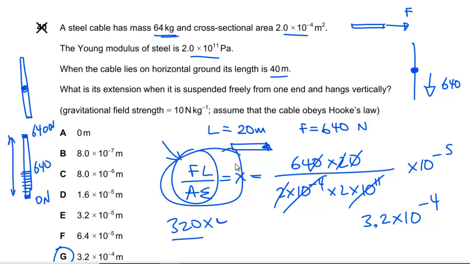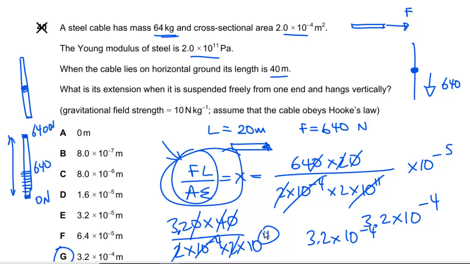So we do 320 times 40 over 2 times 10 to the minus 4 times 2 times 10 to the 11. So those cancel with that 4. And then we've got 1, 2, 3, 7 with 11 to come off. So 3.2 times 10 to the minus 4 again. So yeah, different ways of doing the same thing. It certainly helps having seen a question like that before. But this is the sort of thing we'd do if we were in the lab, where we'd put it sideways and have a more controlled force applied to it.